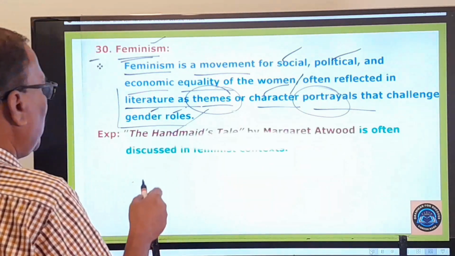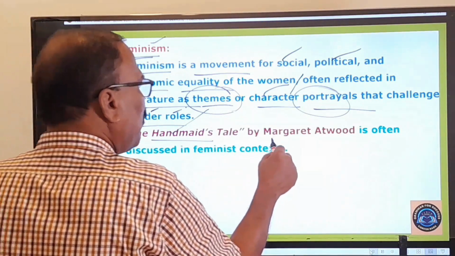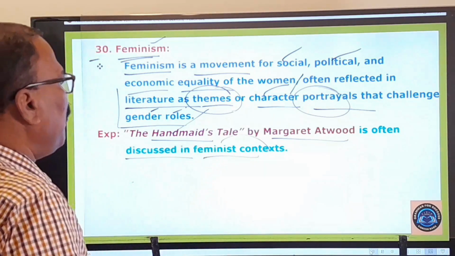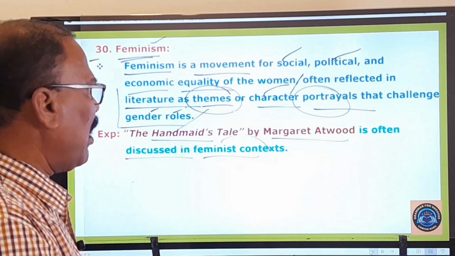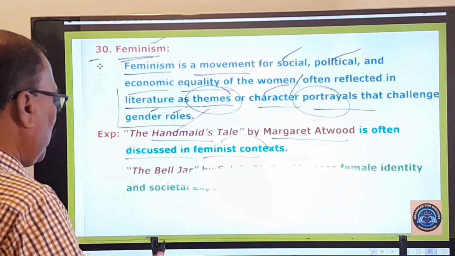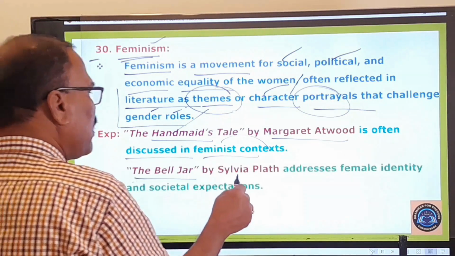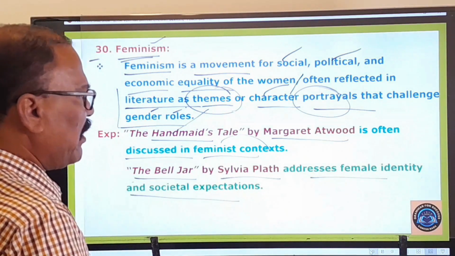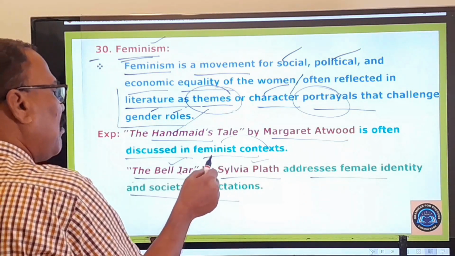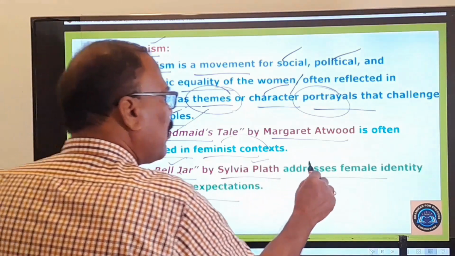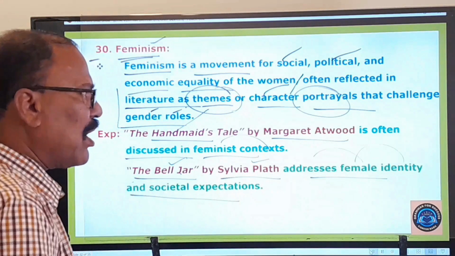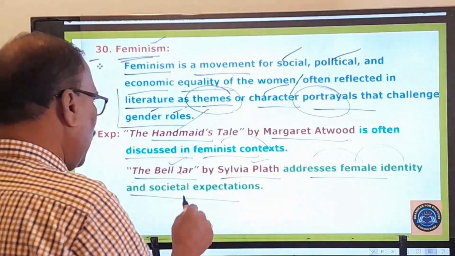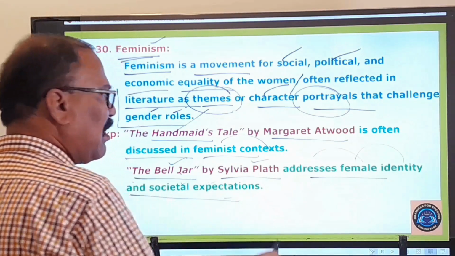And here you pay attention, The Handmaid's Tale by Margaret Atwood is often discussed in a feminist context. So this is a feminist novel written by Margaret Atwood. And here you go to the next example, The Bell Jar by Sylvia Plath, which addresses female identity and societal expectations. In this novel, written by Sylvia Plath, you can find a kind of struggle for female identity. Female identity means female recognition and other societal expectations for the women.